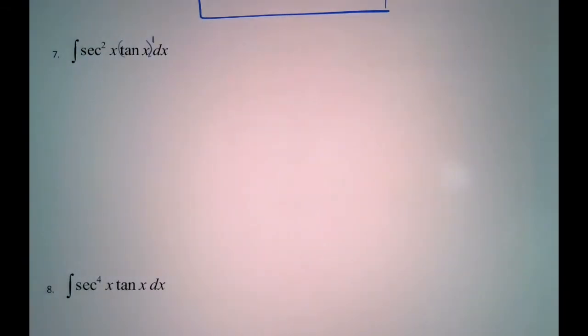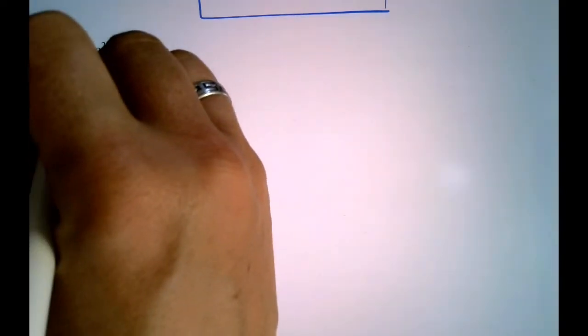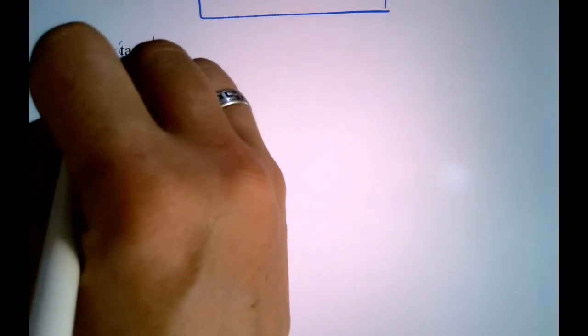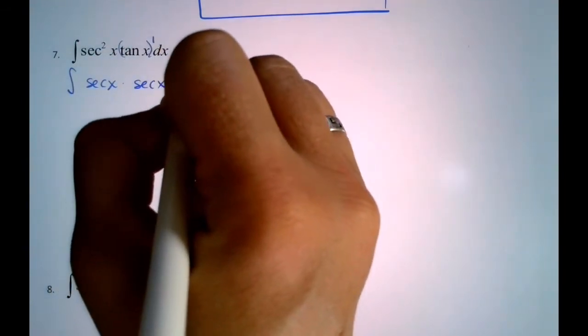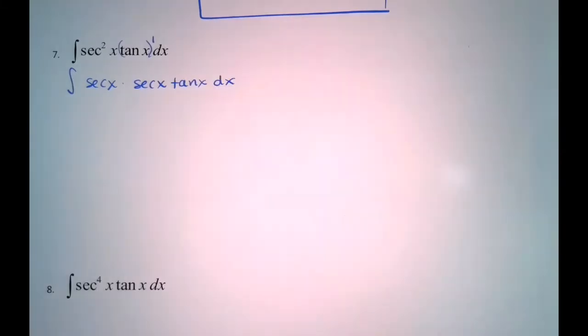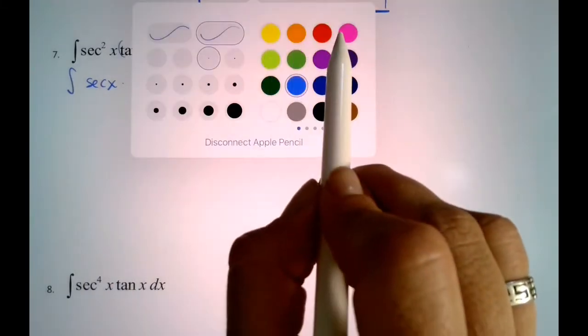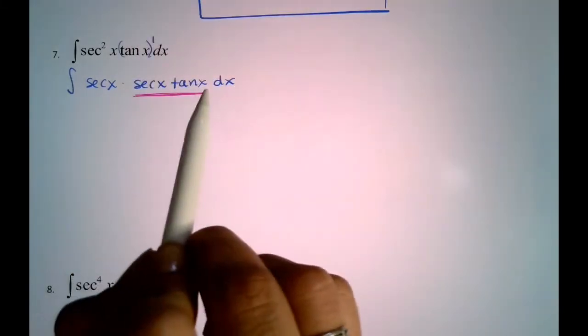So their suggestion in this flow chart is to save a secant tangent factor and rewrite everything in terms of secant. So what does that mean? Let me show you what that means. That means they want you to break apart that secant squared. And when they say save a secant tangent factor, that means I'm going to come at this and say, don't touch this. Whatever you do, don't touch it.